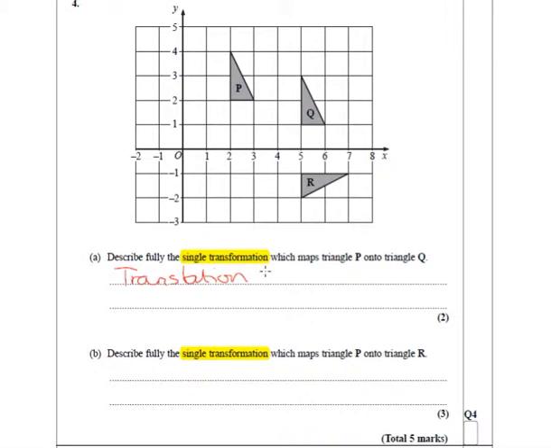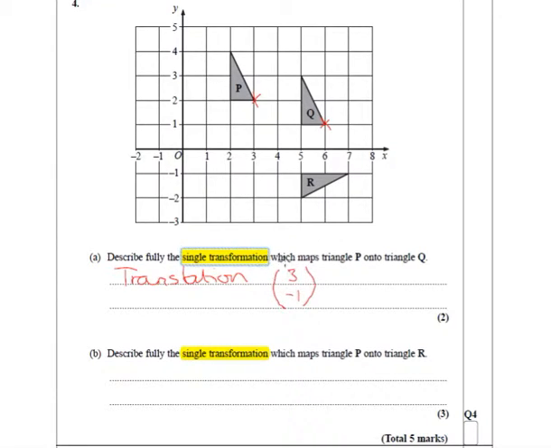We then need to say how much, and to describe how it's translated, you use a column vector. It's really important, this isn't a fraction, it's a column vector. So choose 2 points on P and a corresponding point on Q. From this cross here to this cross down here, it's going 3 right, 1, 2, 3 right, and 1 down. So to write that as your column vector, it's 3 right and 1 down.